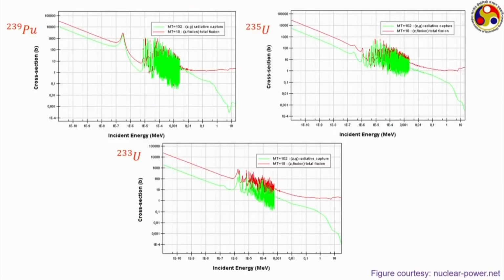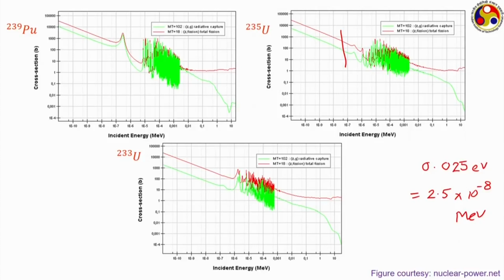These are the figures for 3 different fissile materials that we are discussing. Suppose a thermal neutron has an energy level of 0.025 electron volt. So, 0.025 electron volt is equal to 2.5 into 10 to the power minus 8 MeV. From the figure it should be somewhere here, and you can see that the red line corresponds to the fission cross section and the green line corresponds to the capture cross section.